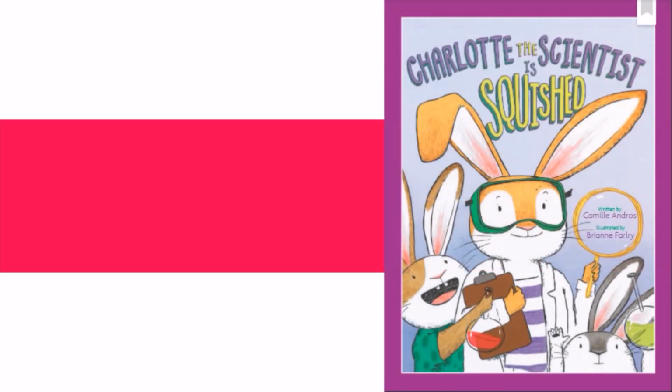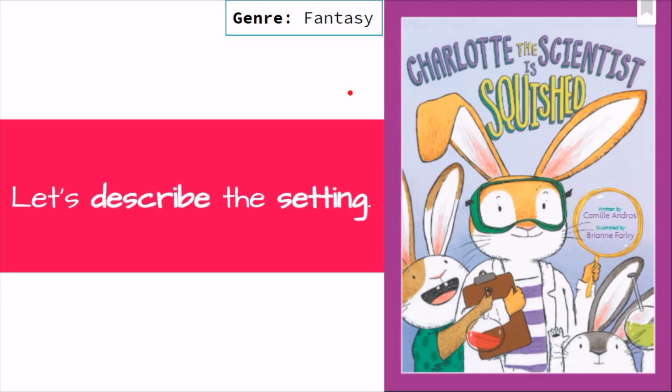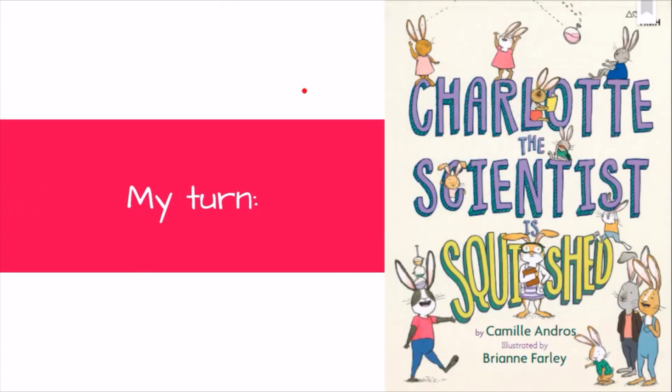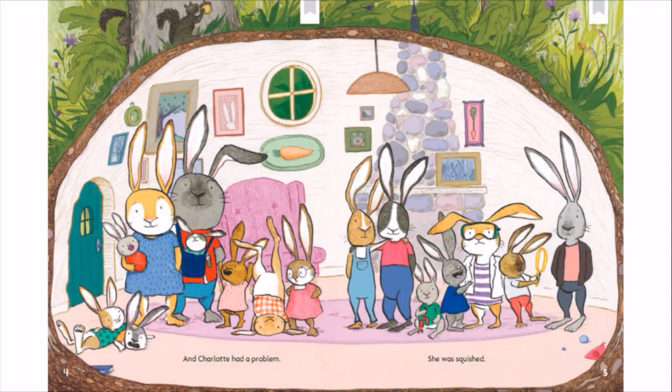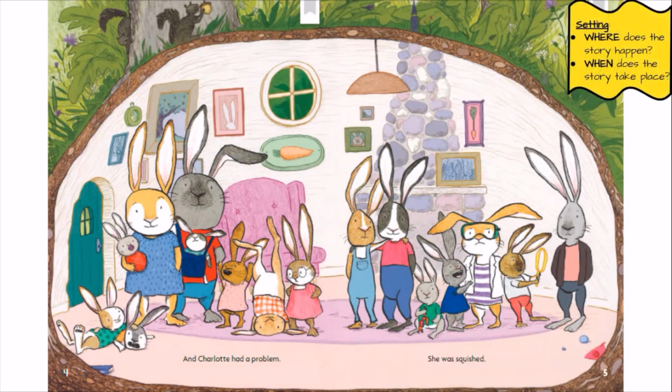Okay, so in our book today, which is a fantasy because there are things that can't happen in real life, like a rabbit who is a scientist, we are going to describe the setting. And we're going to use details from the text, including the words and the illustrations. So let's get started. Here's Charlotte in all her science gear. And Charlotte had a problem. She was squished.